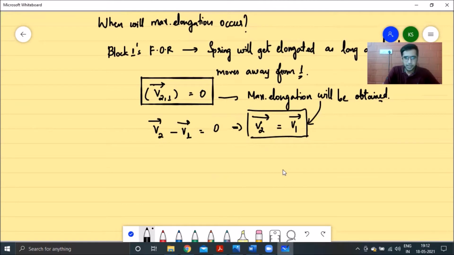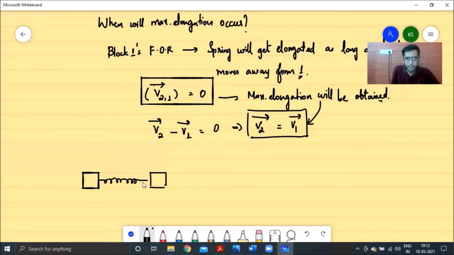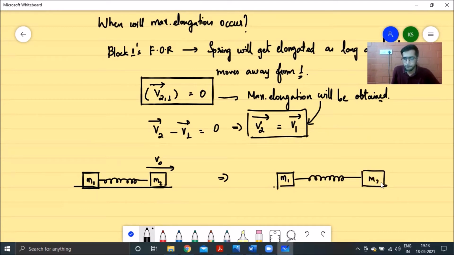So now we know that maximum elongation happens during this instant. Let's find out what the velocities of both the blocks are at that instant, right? So from the initial condition, that is when the spring was at its natural length, M1 was at rest, and M2 was moving with the velocity V0, till the final case, that is when the spring has maximum elongation. And when will the spring have maximum elongation again? We will have maximum elongation when both these blocks have the same velocity. So let me take that velocity as some V.